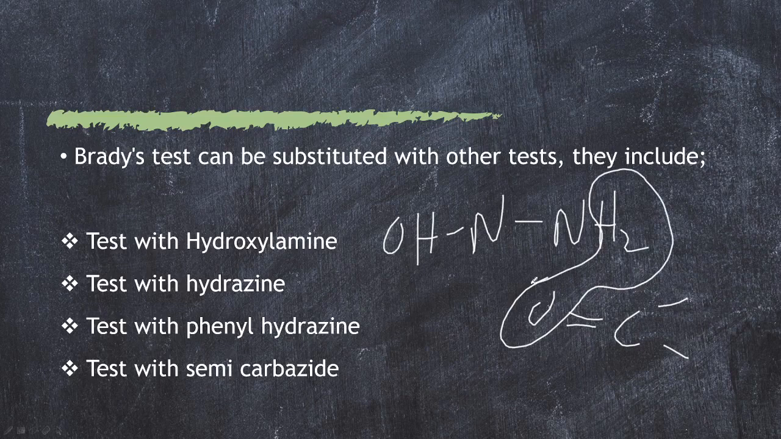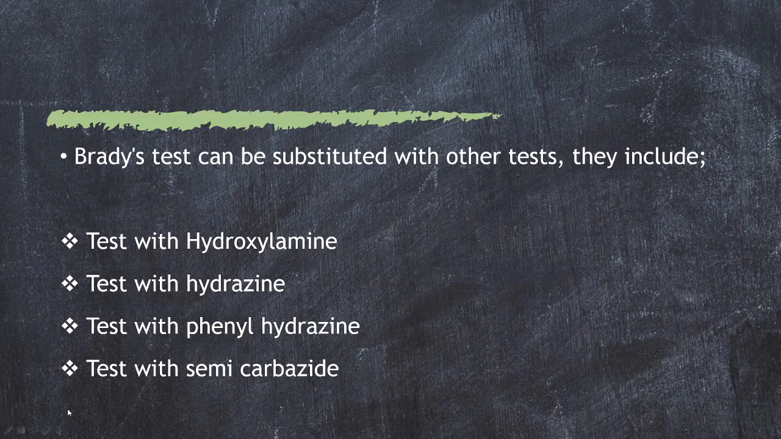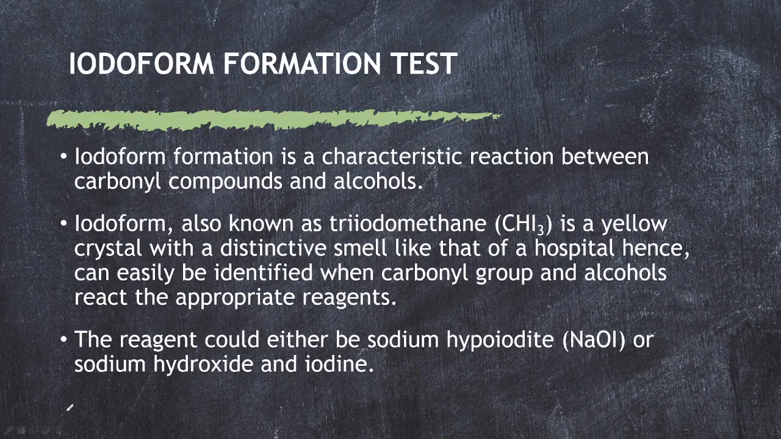Other reagents can give different colors of precipitate, but let me not bore you with that. This is just what was going to happen, and then this ends up combining with this. I'm sorry, not that nitrogen. The other nitrogen here ends up combining with the carbonyl group, and that leads to the formation of the complex we're looking for. And that's all the tests we need for Brady's reagent and so on.